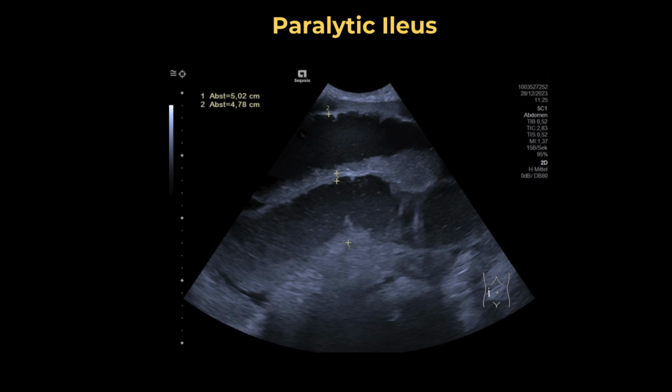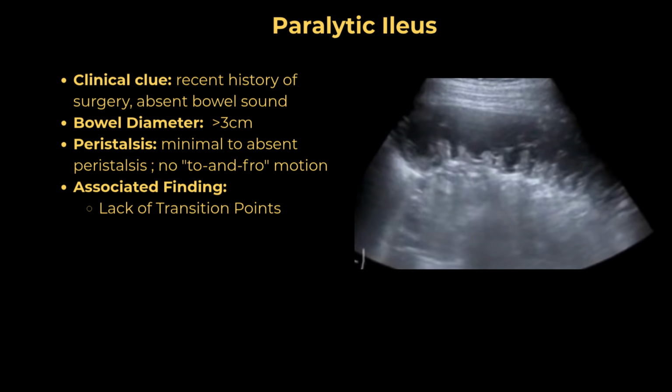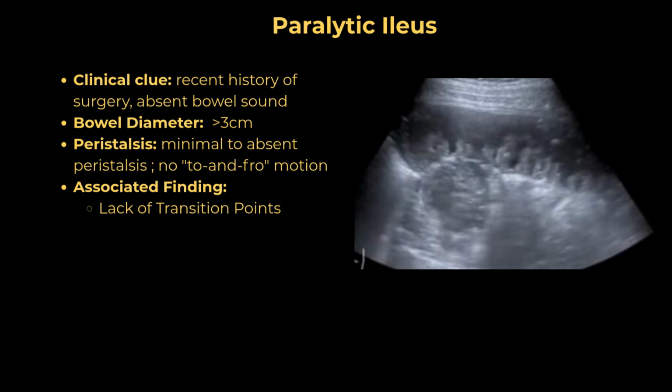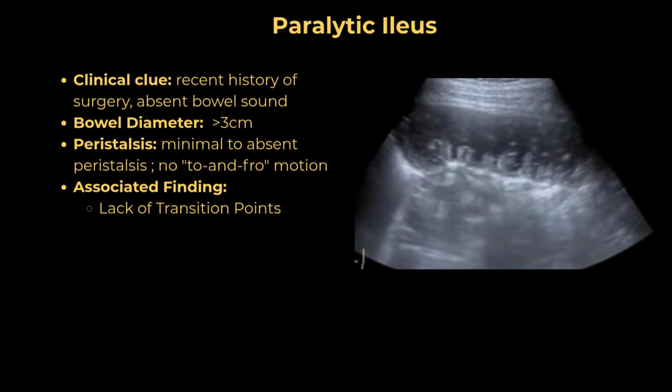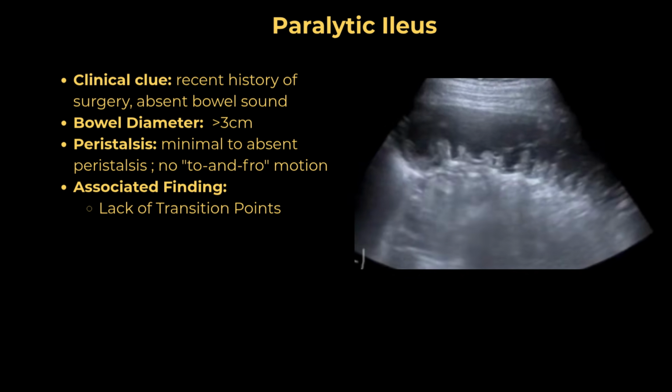The fluid remains still. Vascularity is normal. Blood flow in the bowel wall is preserved because there is no strangulation. The bowel loops are easily compressible. They collapse with gentle probe pressure. The lumen is mostly filled with gas or stagnant fluid. Gas produces dirty shadowing. You will not see the whirling fluid movement seen in obstruction. There is no transition point. The bowel does not show a sudden change from dilated to collapsed. The entire bowel looks uniformly sluggish.